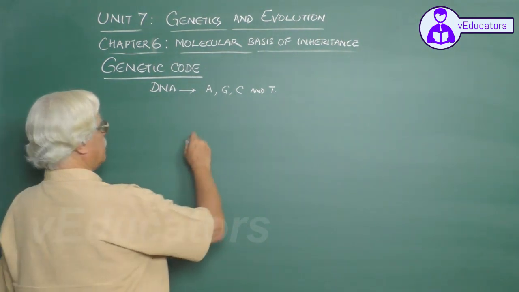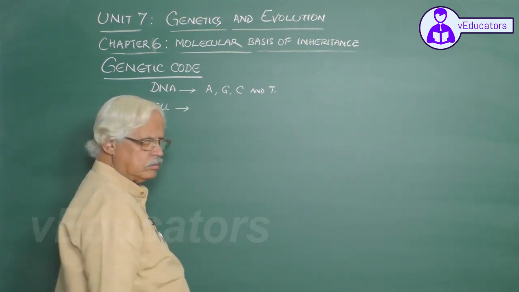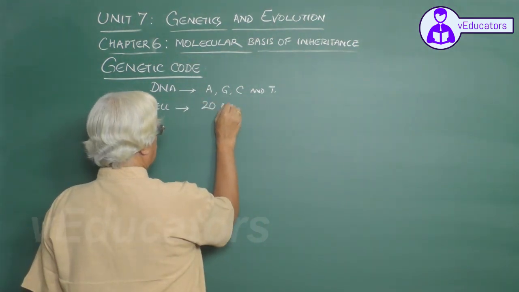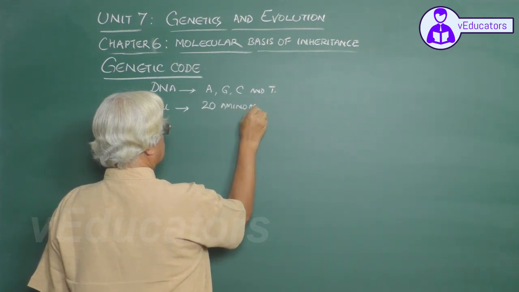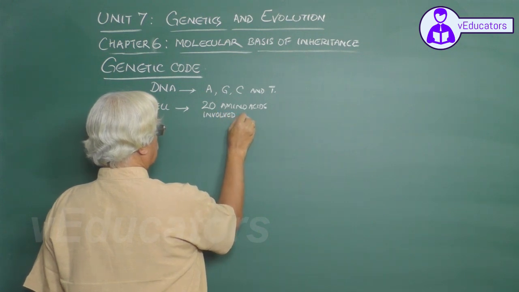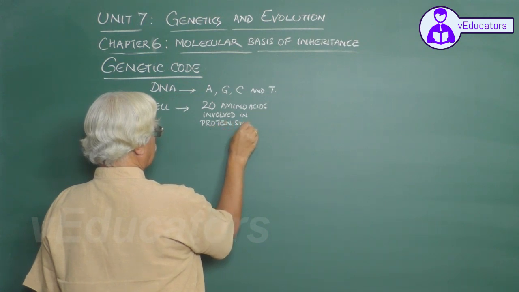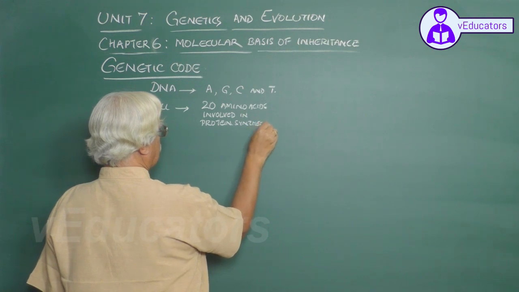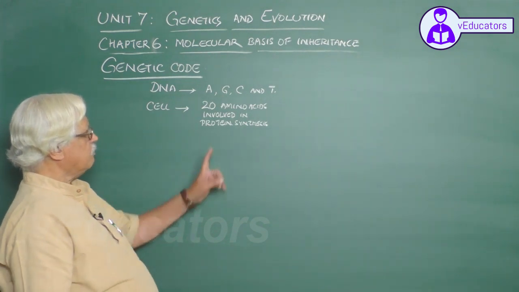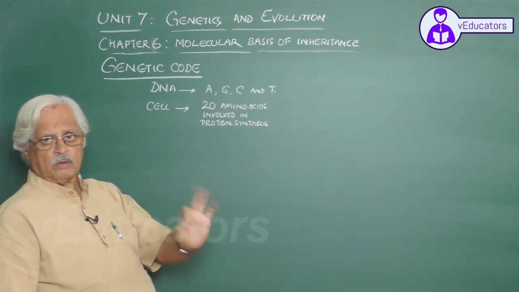In a cell, whether it is a bacterial cell or a plant cell or an animal cell or a human cell, there are 20 amino acids involved in protein synthesis. The same 20 amino acids are arranged in various permutation combinations to form the required protein molecule.